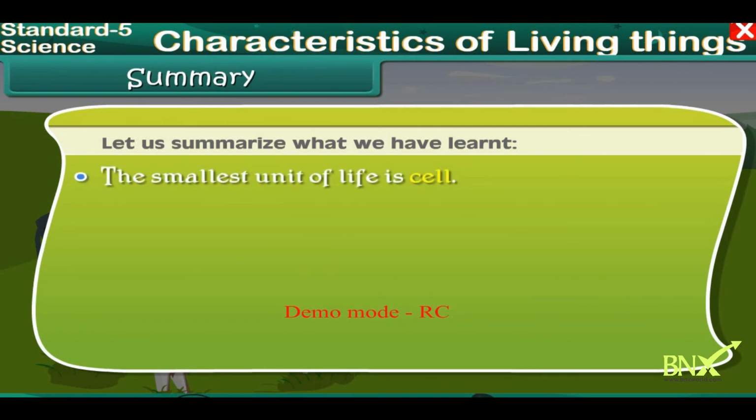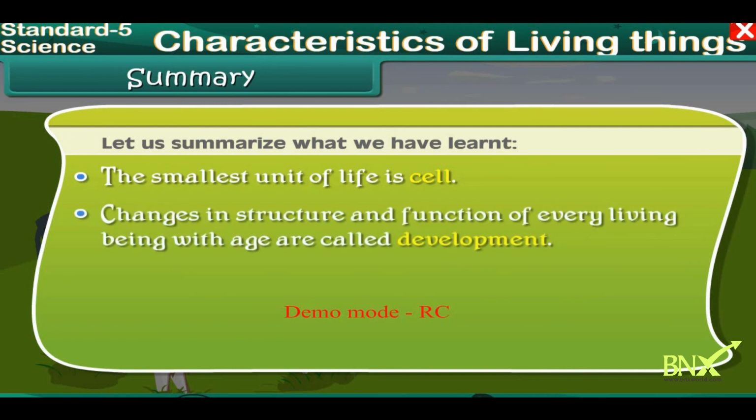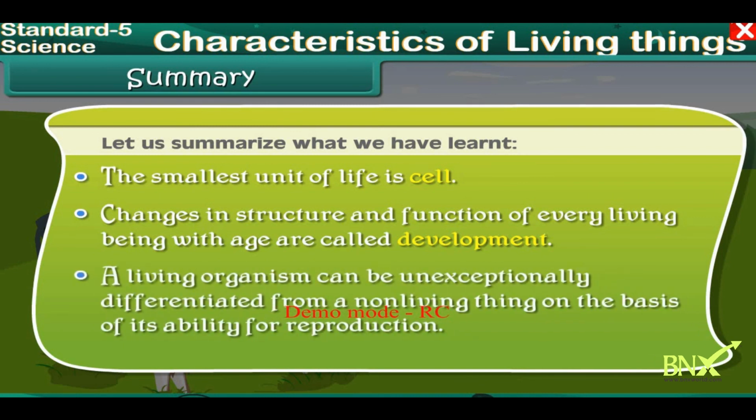The smallest unit of life is the cell. Changes in structure and function of every living being with age are called development. A living organism can be unexceptionally differentiated from a non-living thing on the basis of its ability for reproduction.